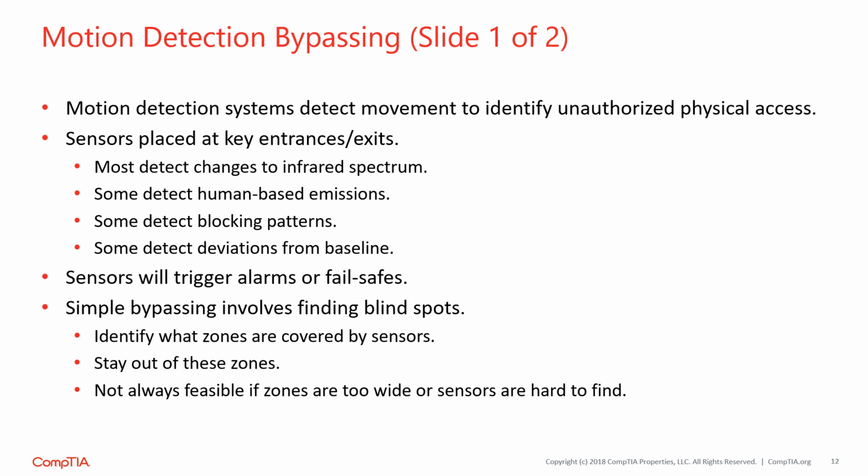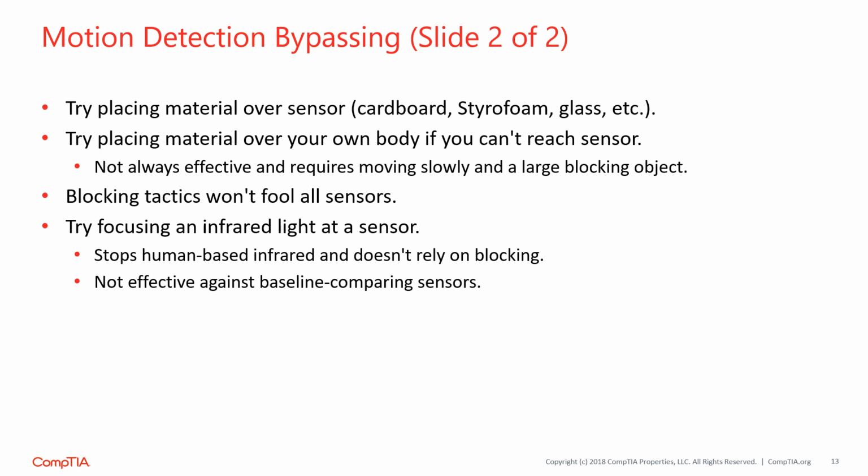Bypassing a motion detection system can be tricky, especially if they cover an entire room that you want access to, or if they block your path to other rooms of value. Most motion sensors are placed in ceilings and opposite of each other to cover the widest possible area. Finding a blind spot is not always feasible if the zones encompass too wide an area or you cannot identify where the sensor is.